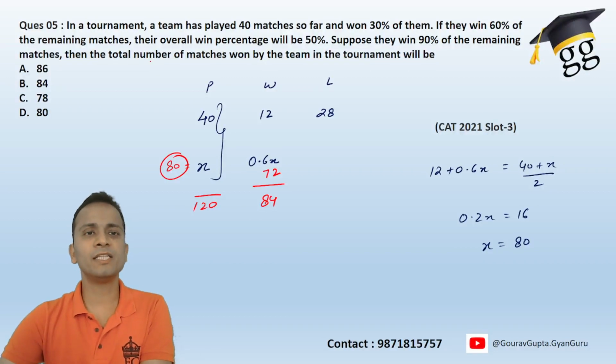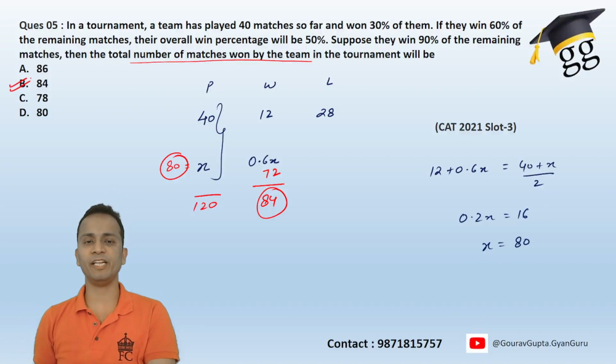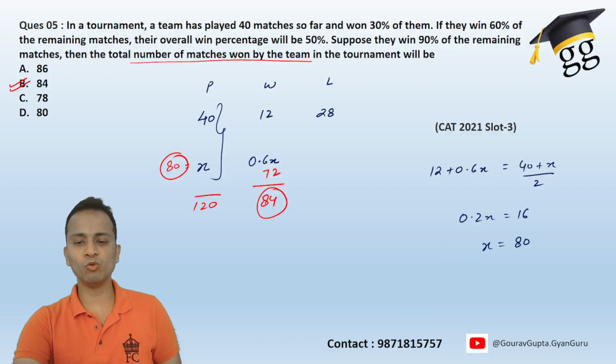What do we have to do now? Then the total number of matches won by the team in the tournament. We don't even have to calculate the percentage. We have to find out the number of matches won, and that will be 84. And the correct answer is option B. Right? We can quickly move on to the next question.